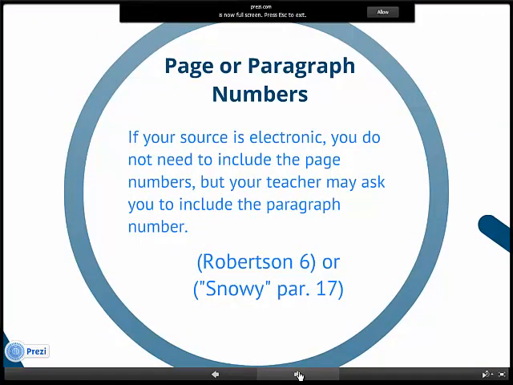So like I said before, if it is a book or a source that you can flip through, then you will need to find the page number. But if your source is electronic, do not include the page numbers that are listed on your article if you print it off, but you might be asked to use the paragraph number. If your teacher doesn't want you to use the paragraph number, like I said before, you would just include the author's last name or the first word in the title.